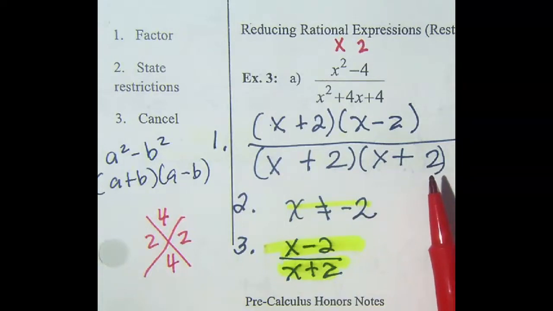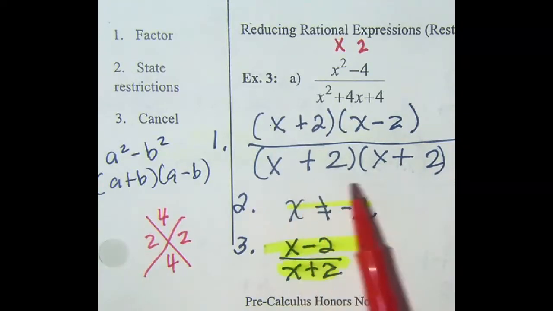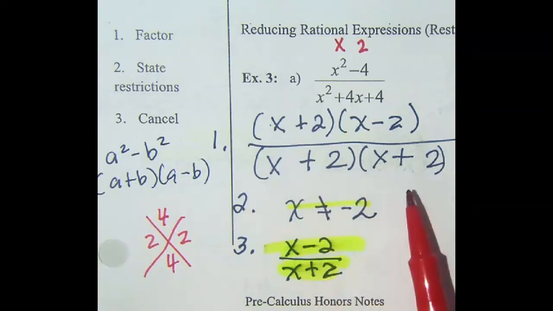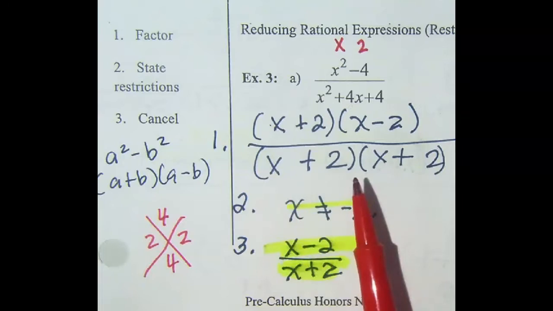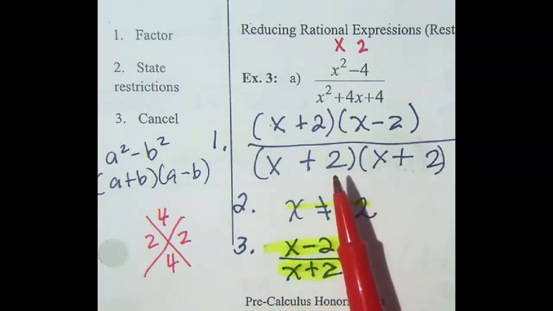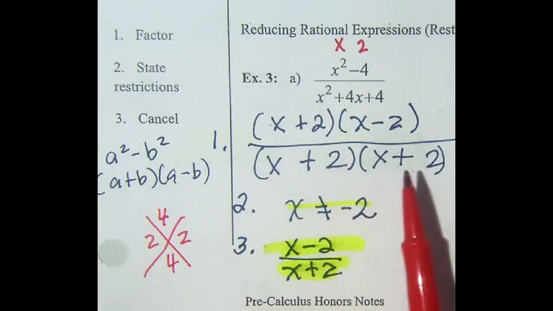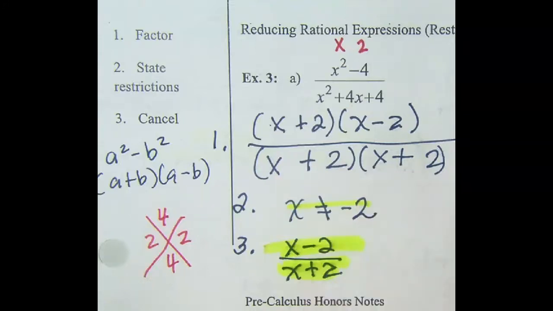Now before you cancel, you're going to state the restrictions. The restrictions with rational expressions are anything that's going to make the denominator 0. So if I were to put a negative 2 in for x, I would get negative 2 plus 2, and that's 0. And then 0 times anything is 0. So x cannot equal negative 2. That is the restriction of the domain.